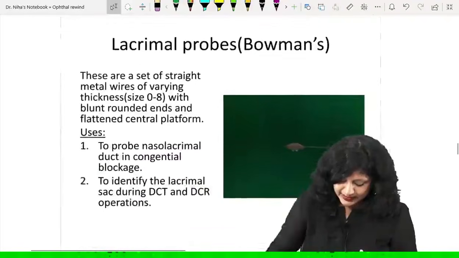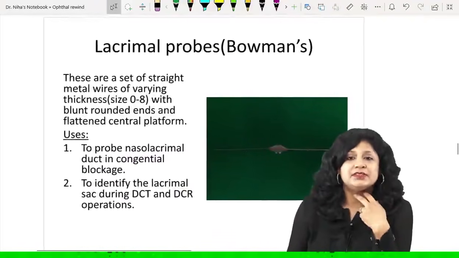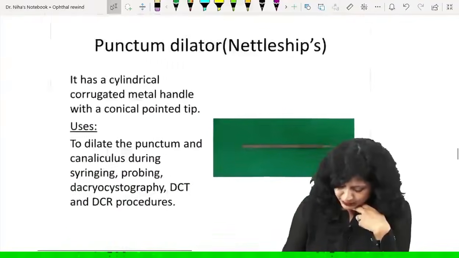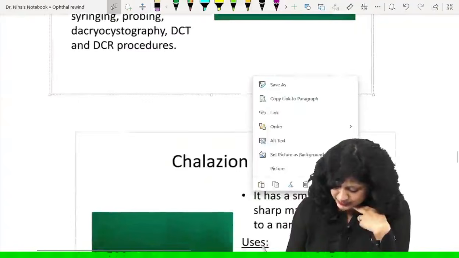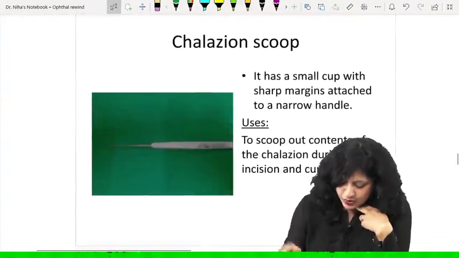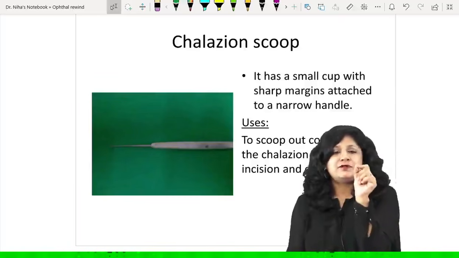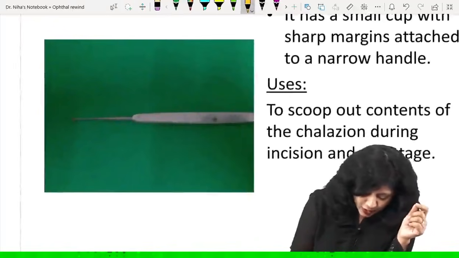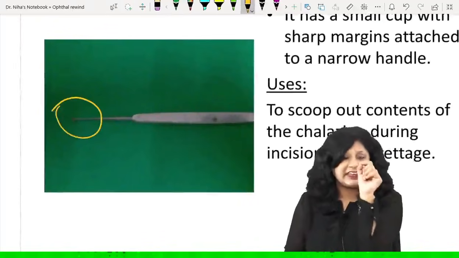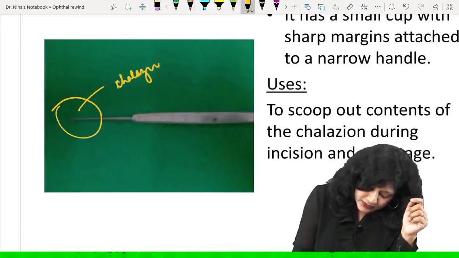Then coming to the next one. So this you have already seen, this is your lacrimal Bowman's probe, okay, that we were using. This is your punctum dilator, you have done this. Okay, now this is the small cup, a very small cup with a very narrow handle that is used for the chalazion. Can you see? Very tiny one. So this is your chalazion scoop.